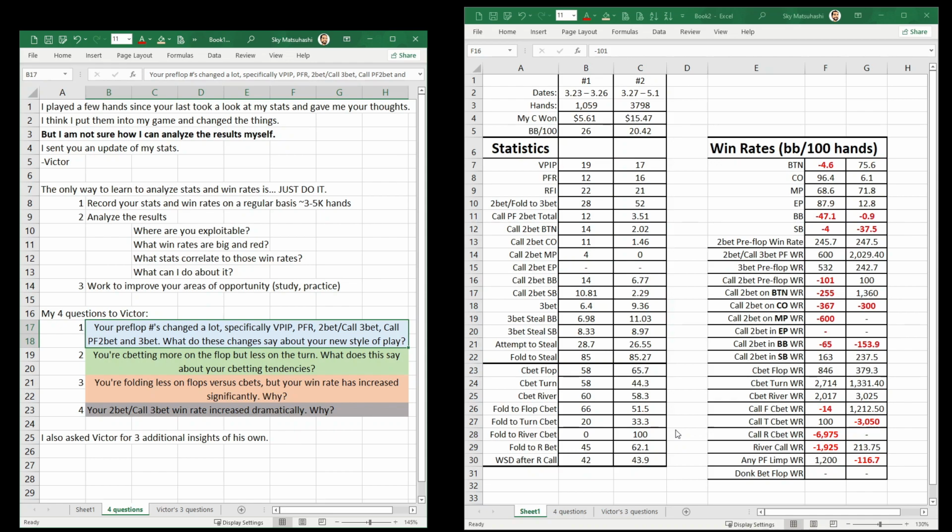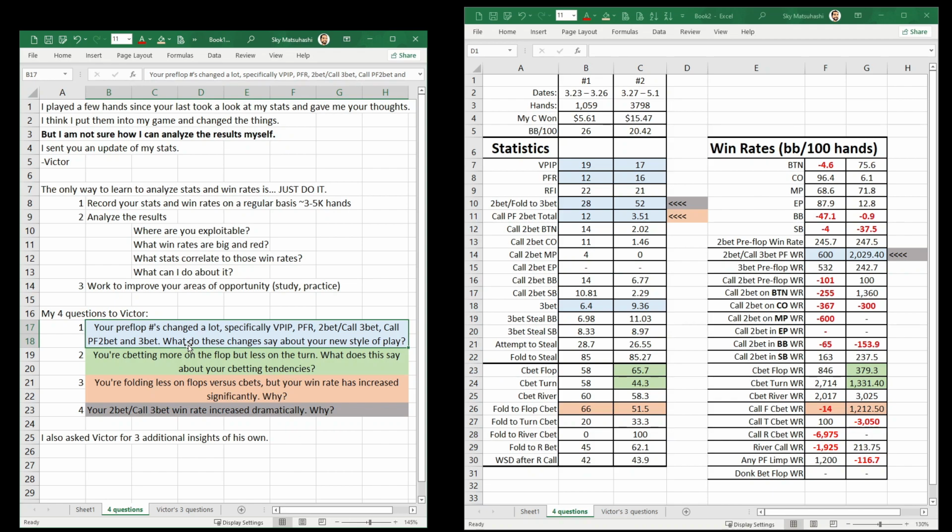All right, so I'm assuming you spent some critical thought into these numbers to answer the various questions. Let's go over them right now. So first off, your pre-flop numbers changed a lot. Specifically, and I highlighted them in blue, VPIP, PFR, 2-bet, then call 3-bet, call pre-flop 2-bet, and 3-bet. What do these changes say about your new style of play?